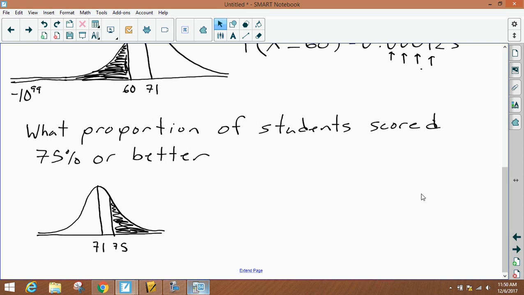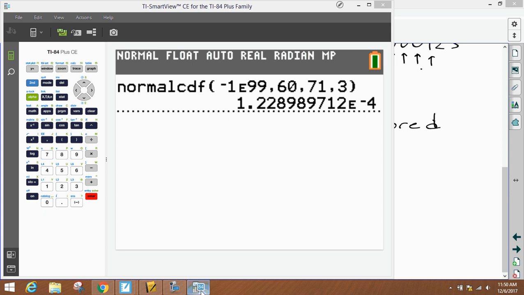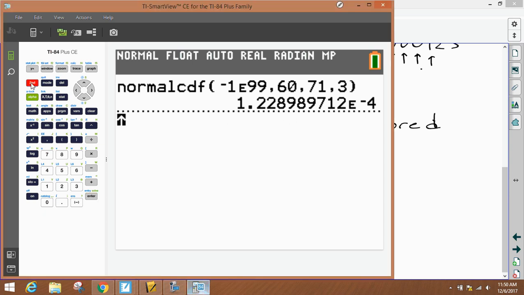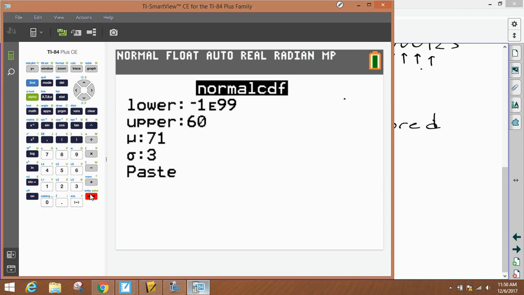So in order to do that, we use our calculator. And we're going to use the normal CDF again. So again, second, distribution, normal CDF. And now our lower bound is not going to be close to infinity, right? That's going to be our actual x value that we chose. So our x value we said was 75.